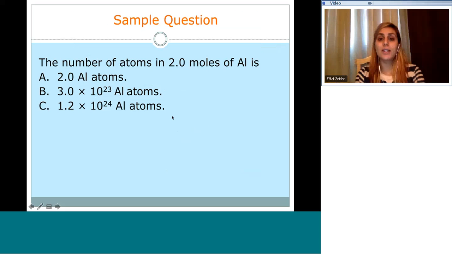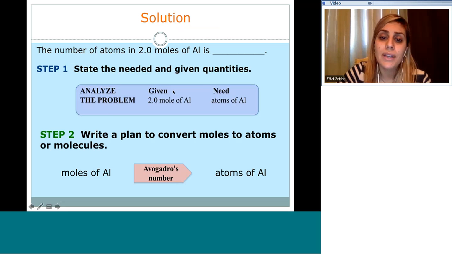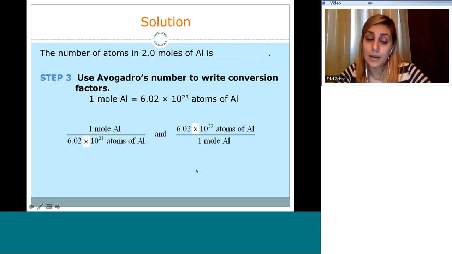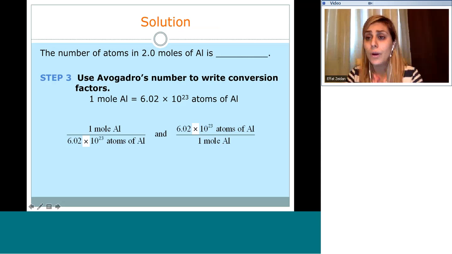Another sample question involving Avogadro's number is, the number of atoms in 2.0 moles of aluminum is what? So again, how do we do that? We analyze our problem. We are given the number of moles. We are asked to find the number of atoms. So how do we do that? We write our plan, which is converting moles to atoms using Avogadro's number again. We can convert moles to molecules, moles to atoms, moles to ions. So 1 mole is equal to 6.02 times 10 to the power 23 atoms of aluminum.